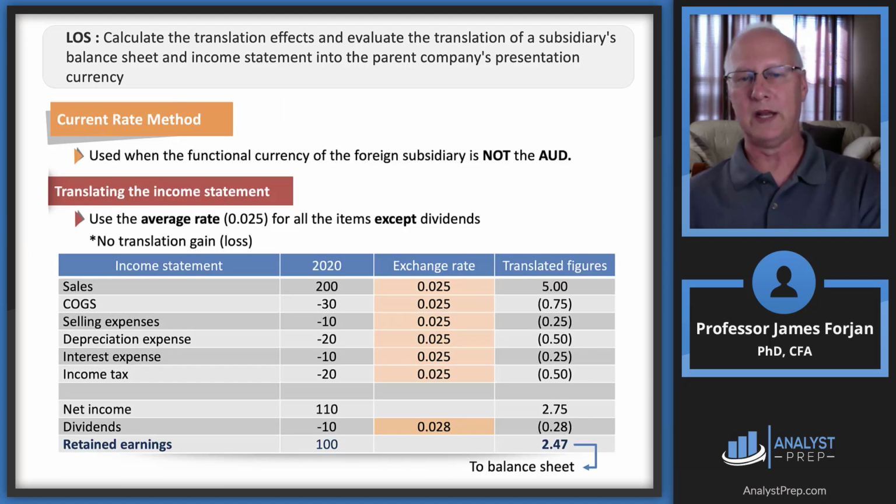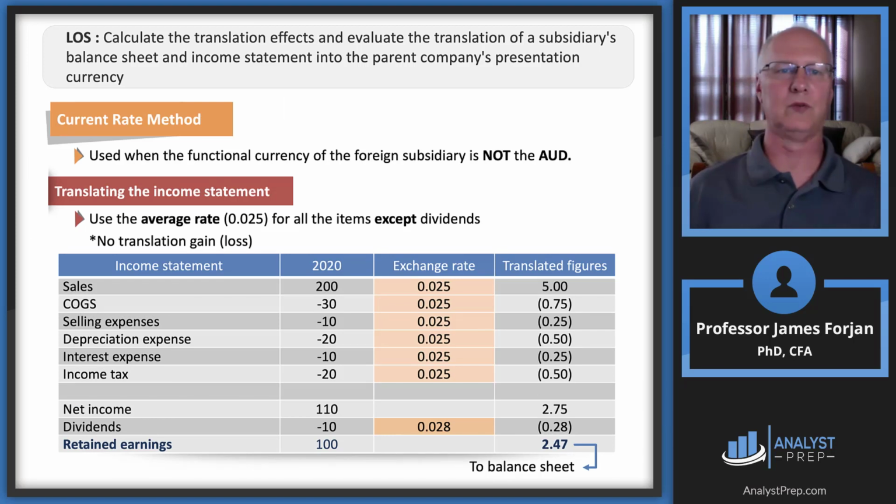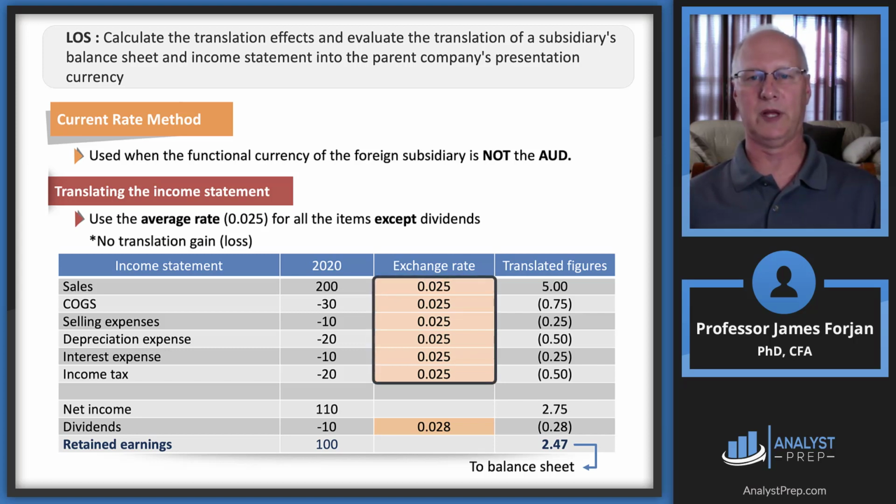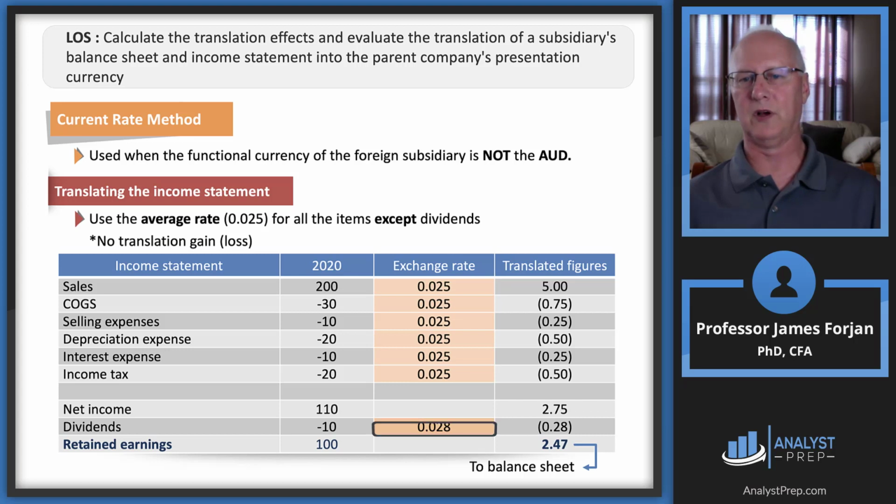And then, of course, the next question is, well, let's suppose that we use the current rate method. And so this is what we're going to do when the functional currency of the subsidiary is not the Australian dollar. And so what are we doing? We're going to use the average rate for all the items except for dividends. All right, so there's the 0.25. So we do all that stuff there, and we get that retained earnings down at the bottom of 247.